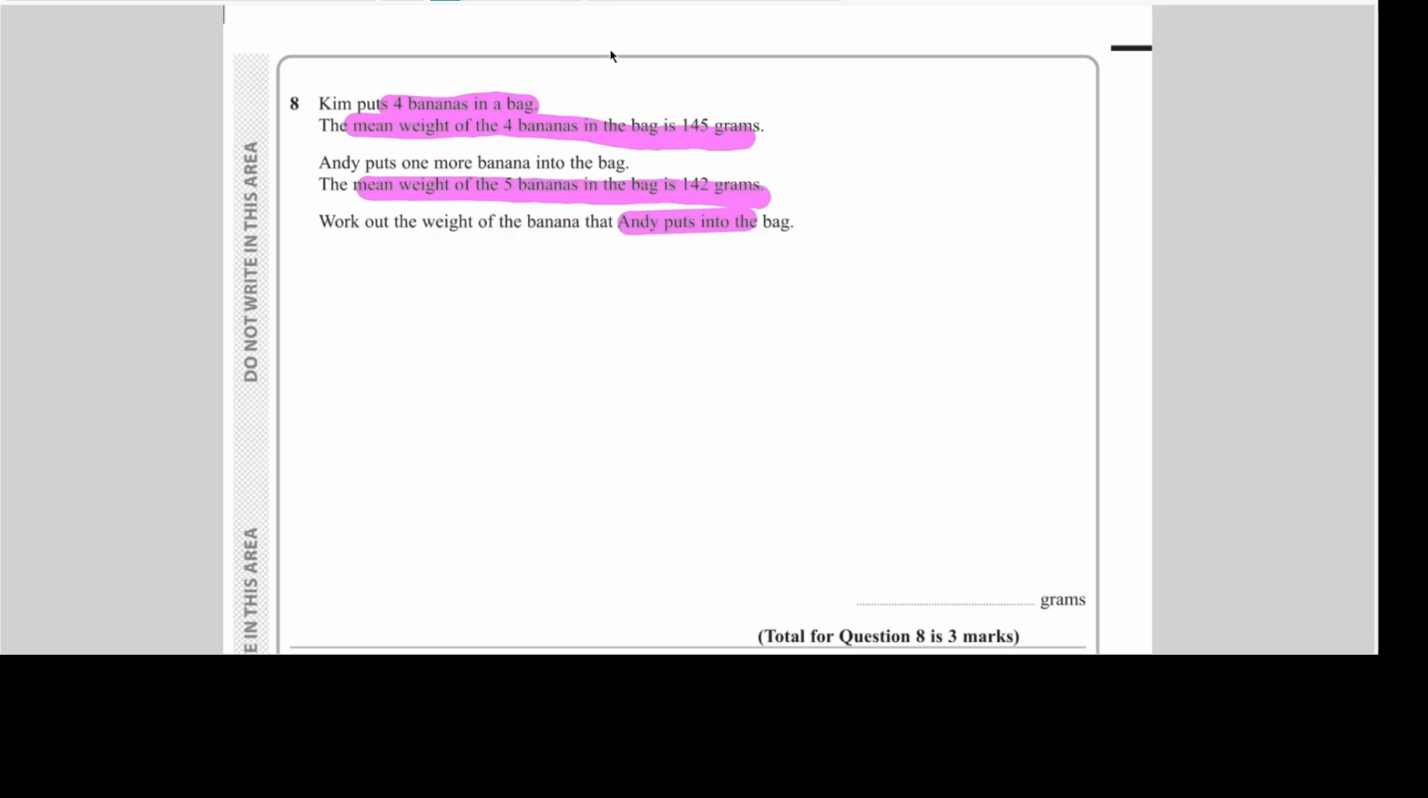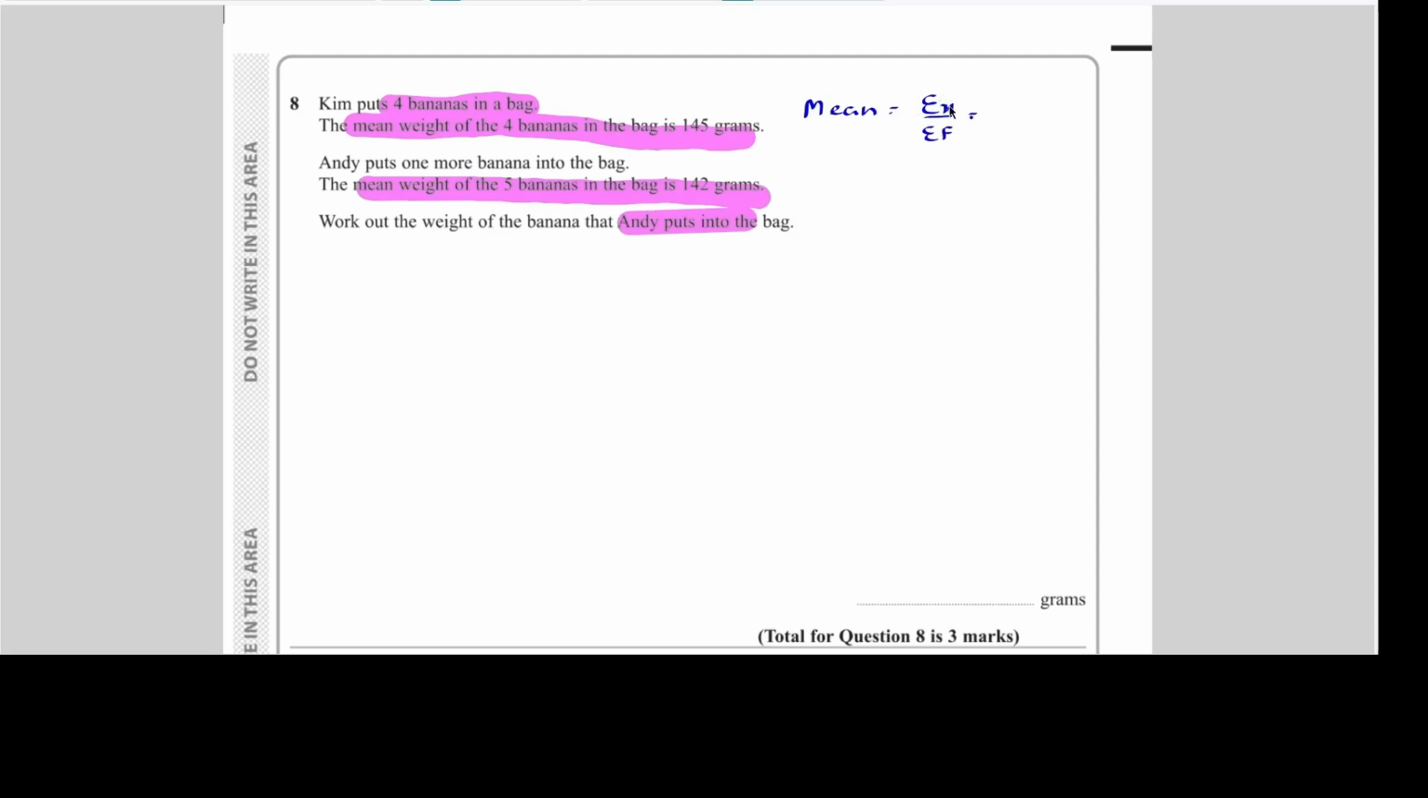How do we get it? When there are two mean values involved, this is the way how we do it. First of all, you should know the formula for the mean. Mean equals sigma x over sigma f. What's the meaning of this one? Sigma x over sigma f.